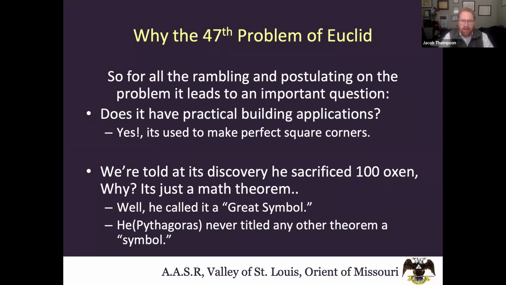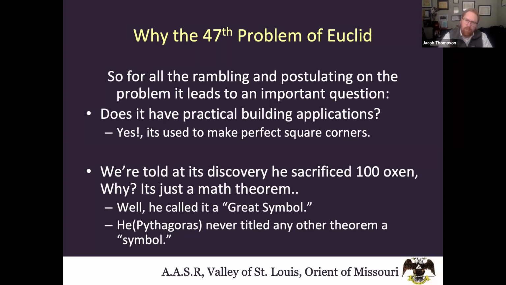Now, from a monitorial standpoint, we're told that at the discovery of this theorem, Pythagoras sacrificed 100 oxen. Now, that in itself is interesting. Why would he sacrifice 100 oxen? Pythagoras himself and his followers were vegetarians. They didn't really eat meat. So there's something to scratch your head about.